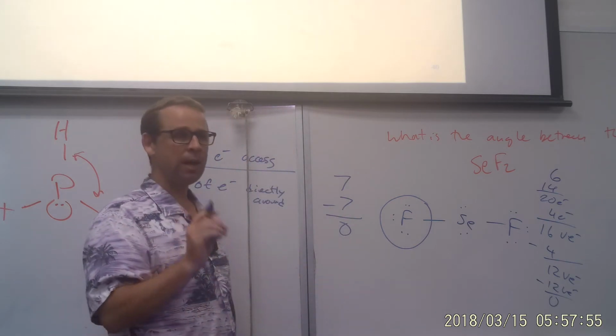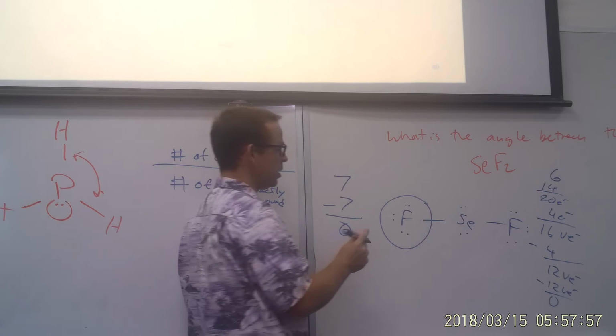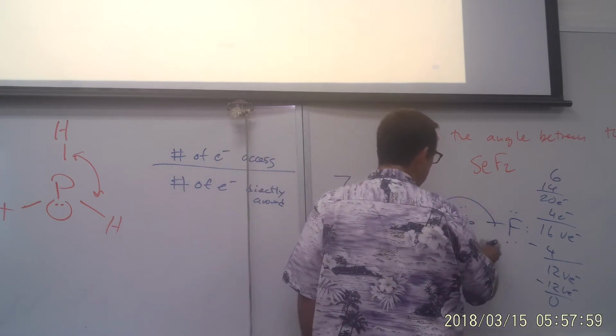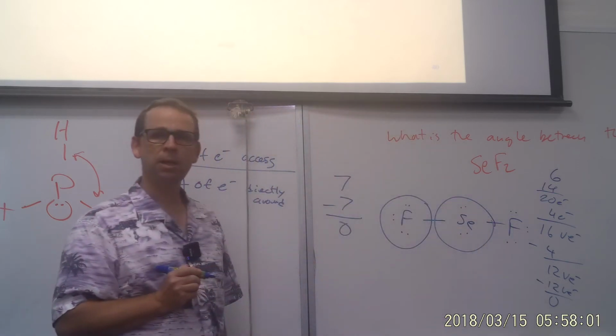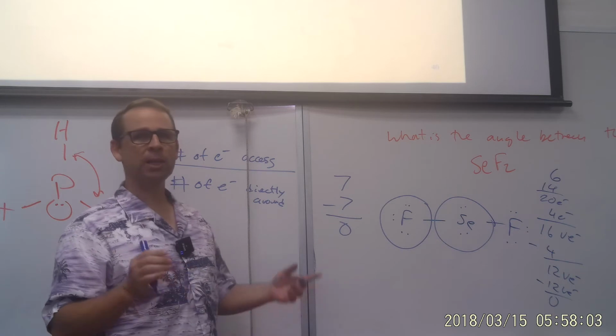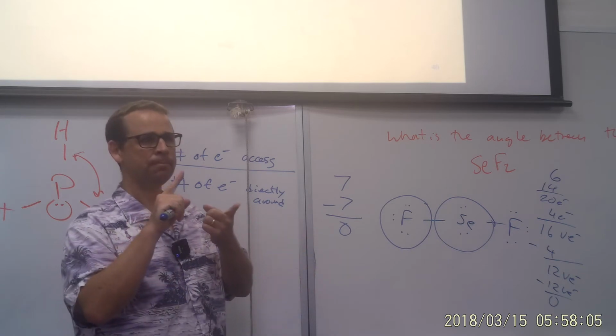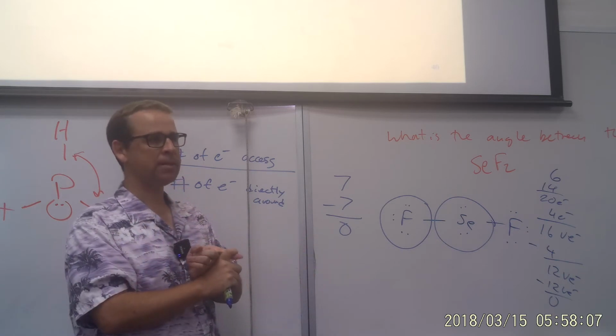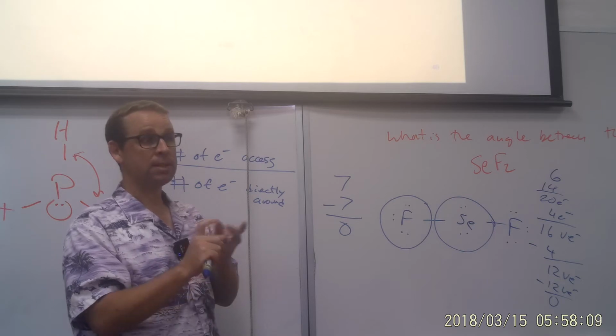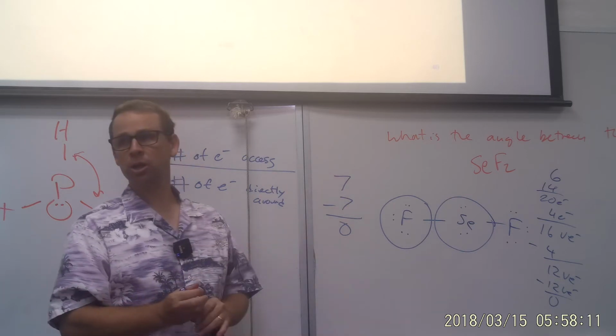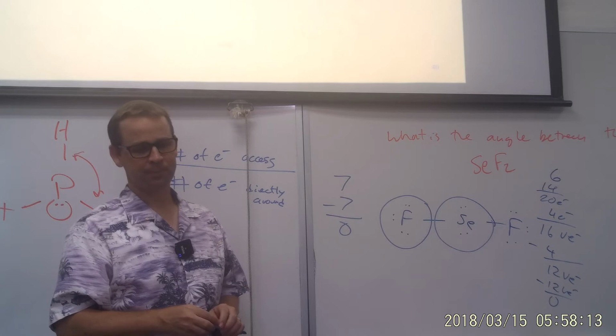So we say that the formal charge on fluorine is 0. We calculate a formal charge on the individual atoms. Can you calculate the formal charge on selenium there? How many electrons did it bring to the party? 6. How many does it have right around it? 6. So there's no formal charge on selenium there.